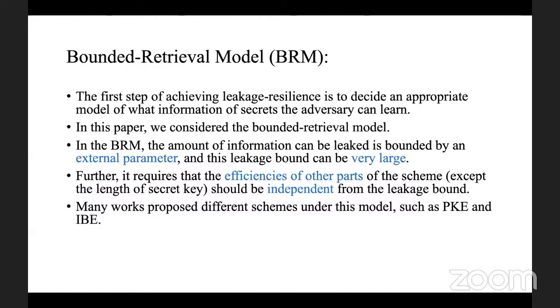The first step of achieving leakage resilience is to decide an appropriate model of what information of secrets the adversary can learn. In this paper, we considered the bounded retrieval model. In the BRM, the amount of information that can be leaked is bounded by an external parameter, and this leakage bound can be very large. Further, it requires that the efficiency of other parts of the scheme, except the length of the secret key, should be independent from the leakage bound. Many works propose different schemes under this model, such as PKE and IBE schemes.